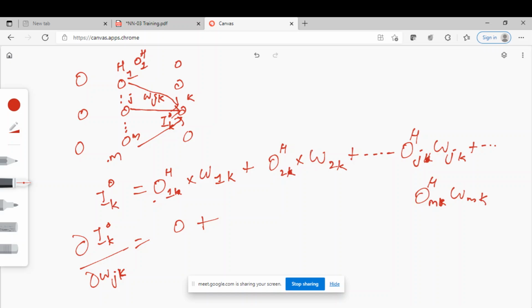Assume that I want to differentiate this with respect to W2K. Then what will I get? O2H. That's it. The remaining every term will become 0. So that is how you got this OJH. You have to differentiate that with respect to WJK, so you get that, right? Okay.